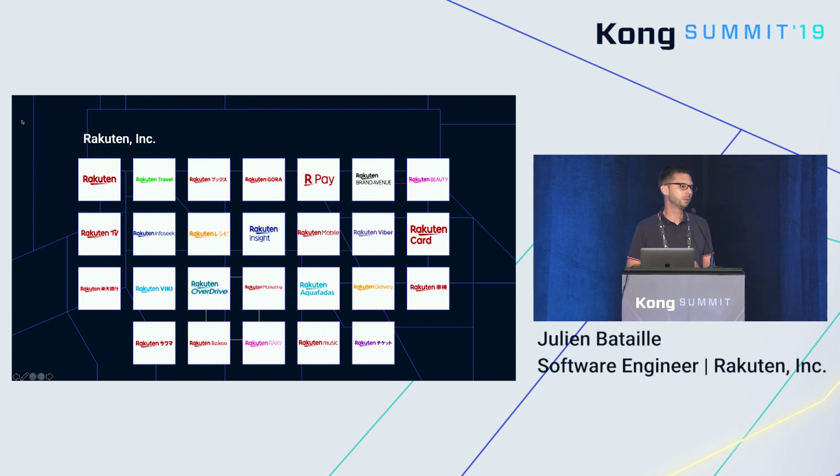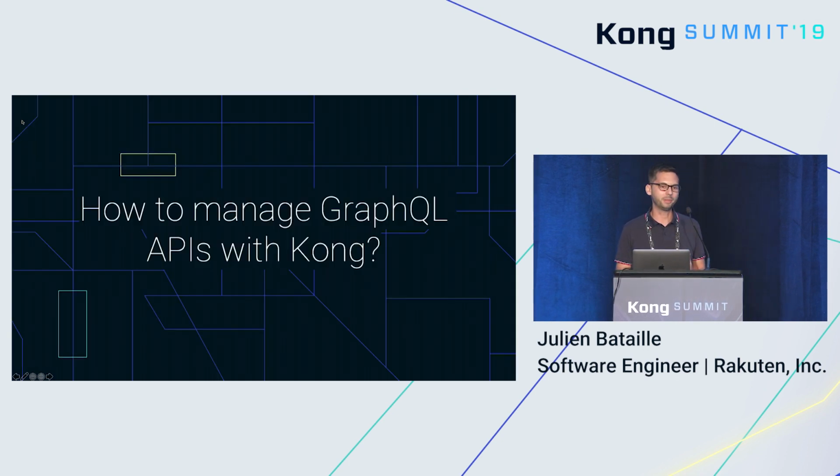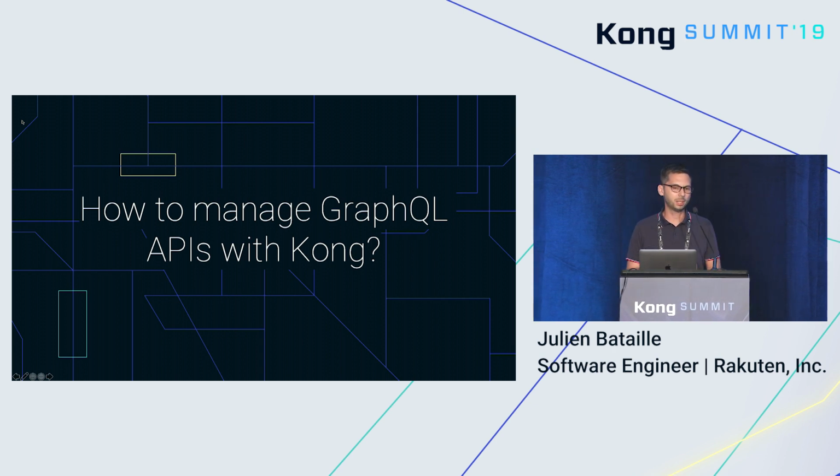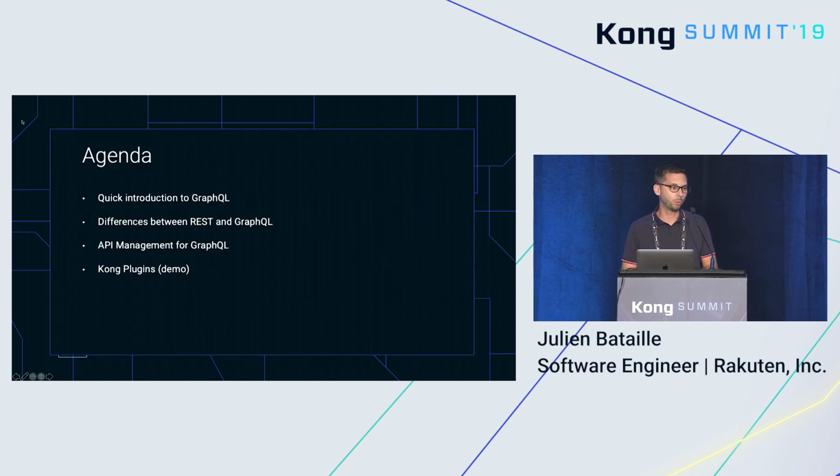Earlier this year, we were talking to one of our biggest teams here in the US, and they brought up a very interesting use case. They have a lot of APIs, and they are migrating to GraphQL. So they had a question for us: how can Kong help them manage and secure GraphQL APIs? So today, what I'd like to do is present the results of our investigation into this topic.